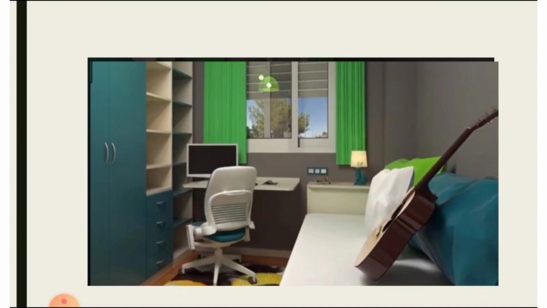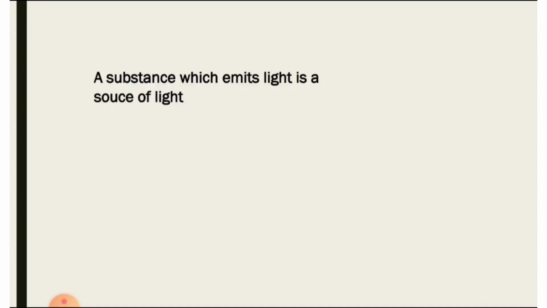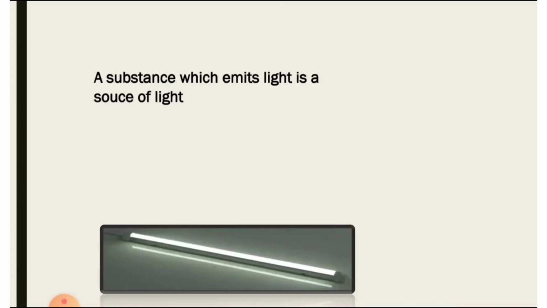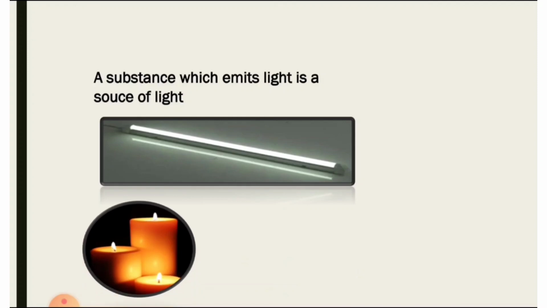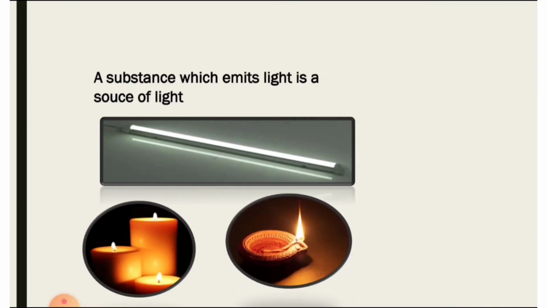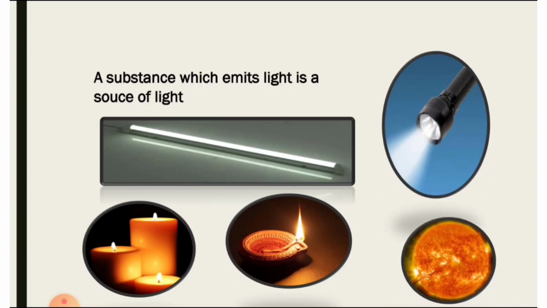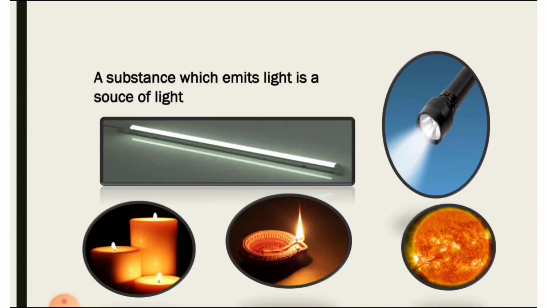And from where do we get light? We get light from different objects or materials. The substance which emits light is a source of light. For example, we have tube light, candle, diyas, torch and sun. Yes, these are the sources of light, or the objects which emit light.